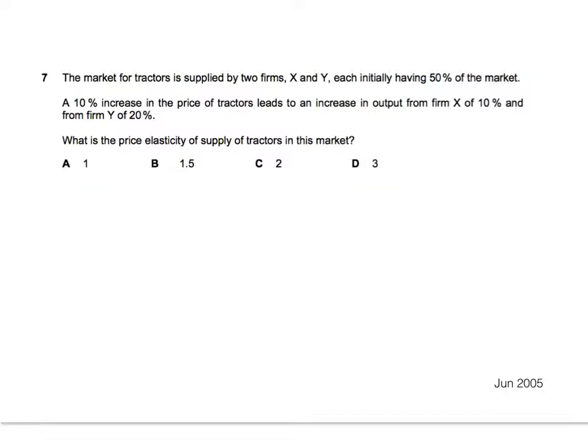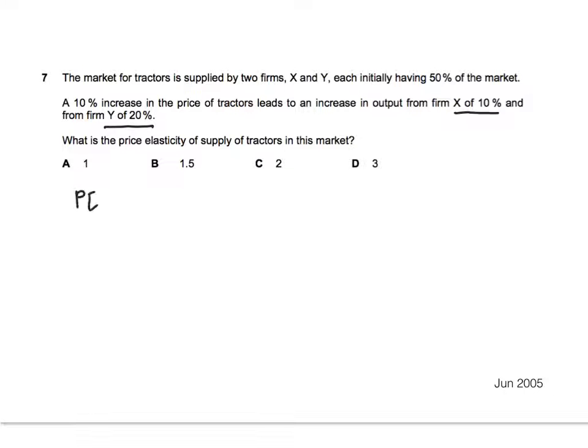This is June 2005, question number 7. It says the market for tractors is supplied by two firms, X and Y, each initially having 50% of the market. A 10% increase in the price of tractors leads to an increase in output from firm X of 10% and from firm Y of 20%. What is the price elasticity of supply of tractors in this market?